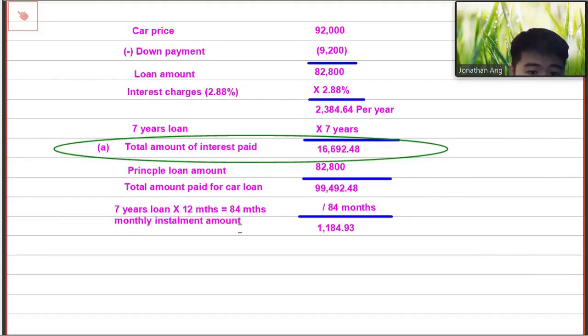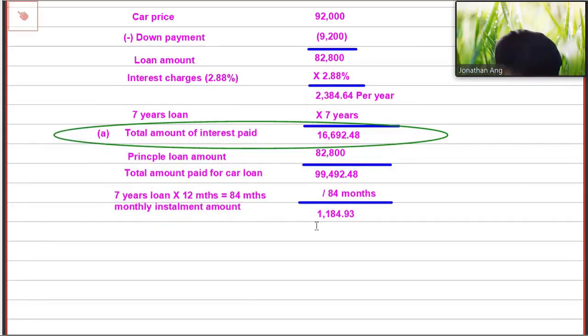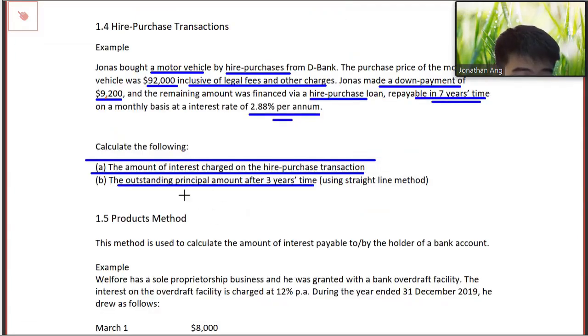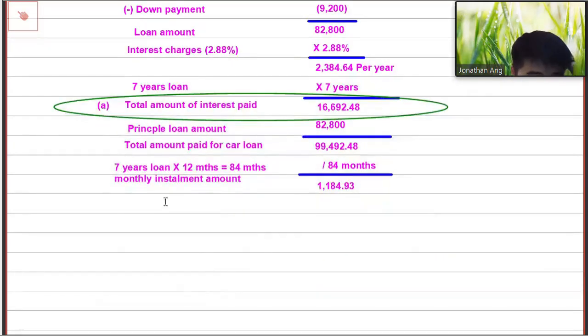We need to calculate how much you pay per month. Now, we need to calculate just the principal amount, because the question says the outstanding principal amount. They didn't want the total amount, they only want the principal amount. It is a little bit more troublesome, because you have to split between the total interest and the principal amount. We have to split it out first.